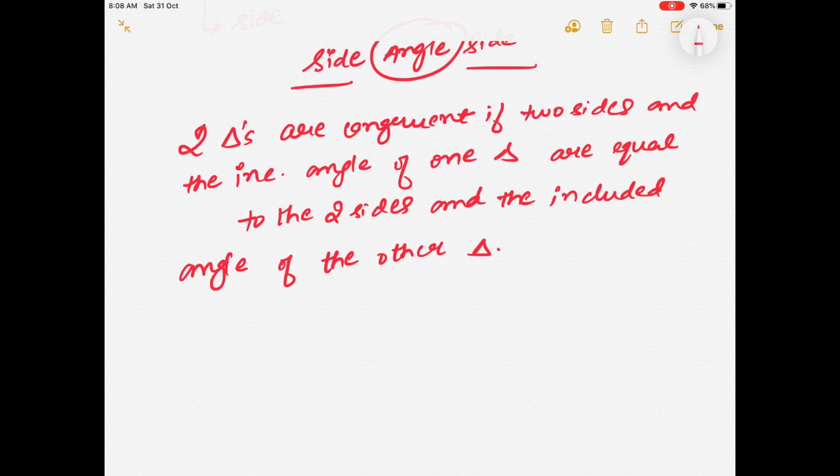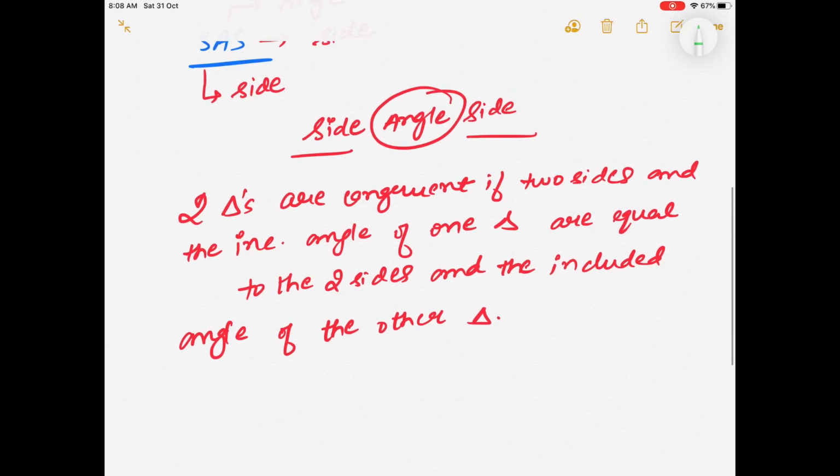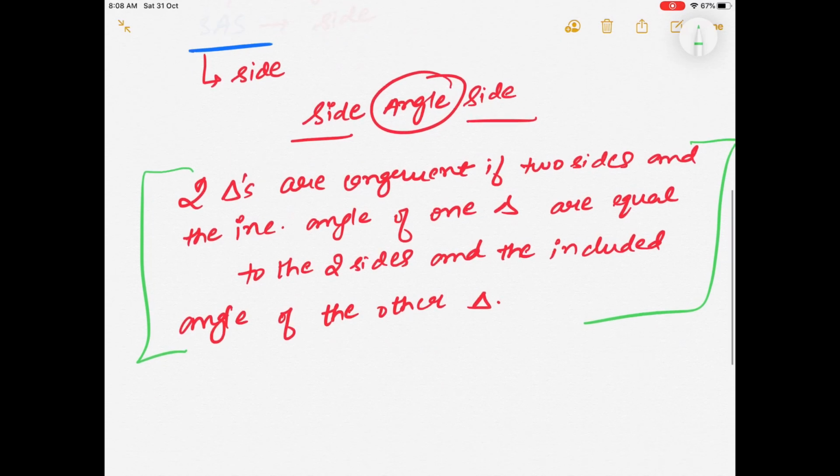We have to prove two triangles congruent using this first rule. So two triangles are congruent if two sides and the included angle of one triangle are equal to the two sides and the included angle of the other triangle. In this manner, we can prove that two triangles are congruent to each other. In the exam, there is no need to write this complete theorem or axiom, but you have to understand it. I wrote this so that you can understand it in a simple manner.